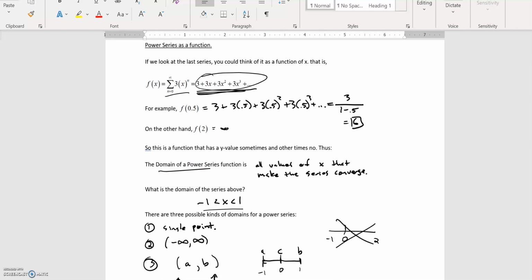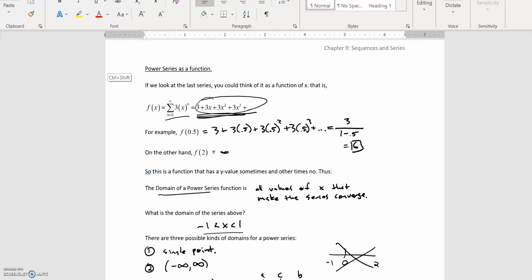We'll start off with a quick recap of where we ended last time. If you remember, we're in section 9.8, power series as a function, looking at a power series as also a function at the same time, and we're going to develop this over the next couple of sections.